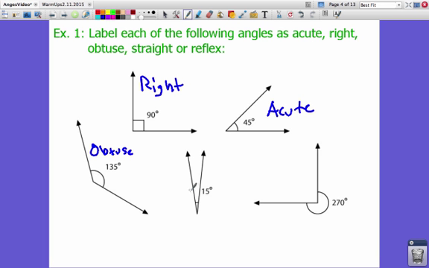This angle is also less than 90 degrees, so this is an acute angle again. And this angle here, 270 degrees, is between 180 and 360, so we call that a reflex angle. All right, so that's all we have to do, we use the measure of the angles to figure out what type of angle they are.